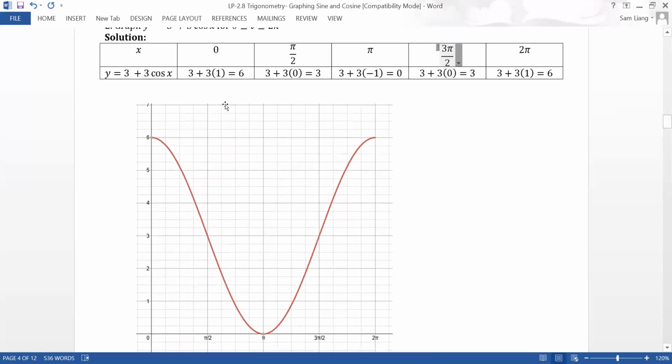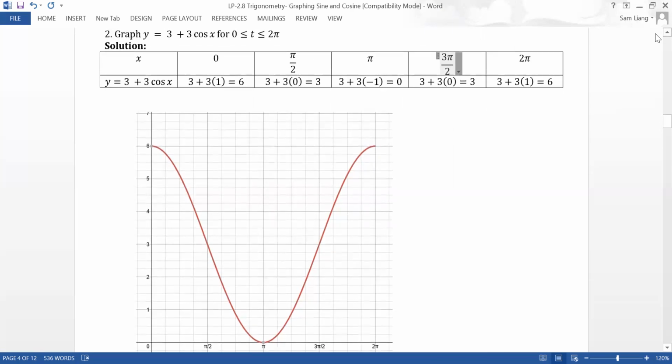Okay, so first point is at 0, 6, that's here. Then we have pi over 2, 3, that's here. Then pi, 0 is here. And next we have 3 pi over 2, 3, which is here. And then 2 pi, 6 is located here. Okay, and this is what your cosine graph will look like. All right, if you need this solution, please pause the video here. Otherwise, I'll move on to our check for understanding.